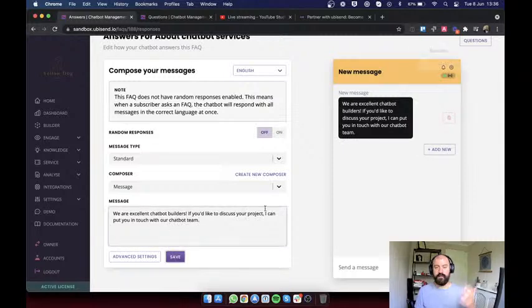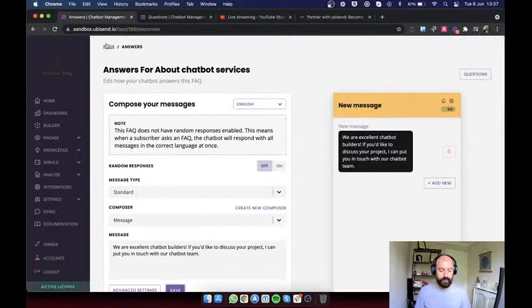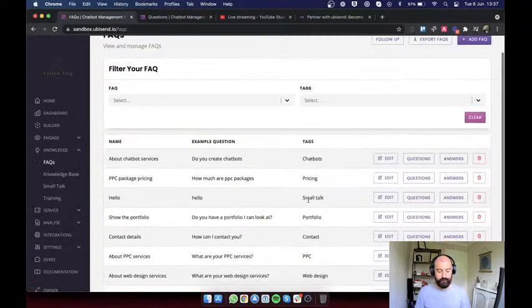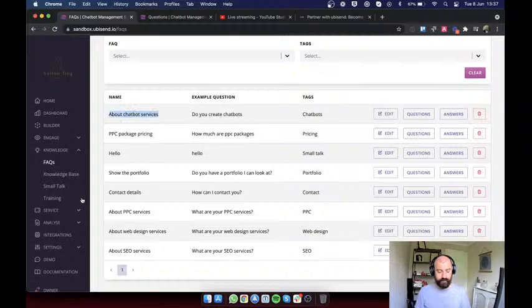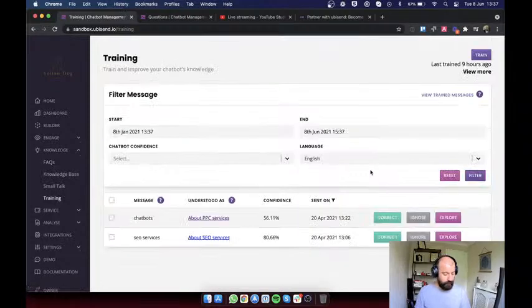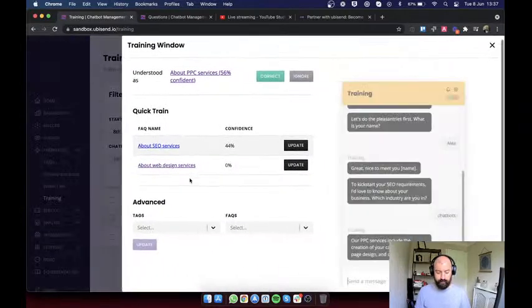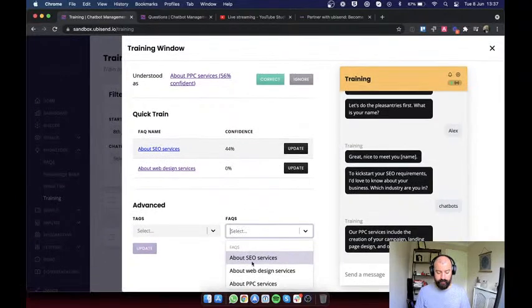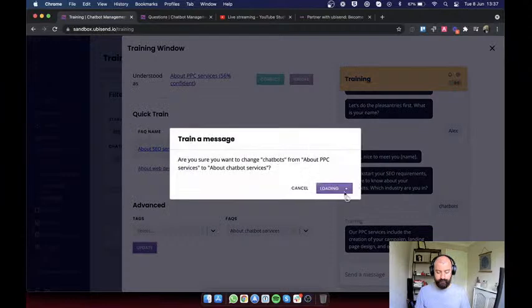Something like that. Obviously, you would like to have a button that actually sends a contact detail or onboards the user into a long sequence about booking a meeting, etc. But we're just not going to do that for now. So FAQs about chatbot services is now here. I can go back into training, and I can train this nice little FAQ about chatbot services. Perfect.